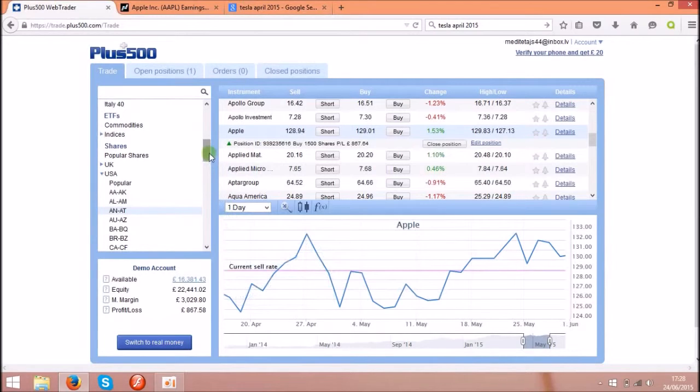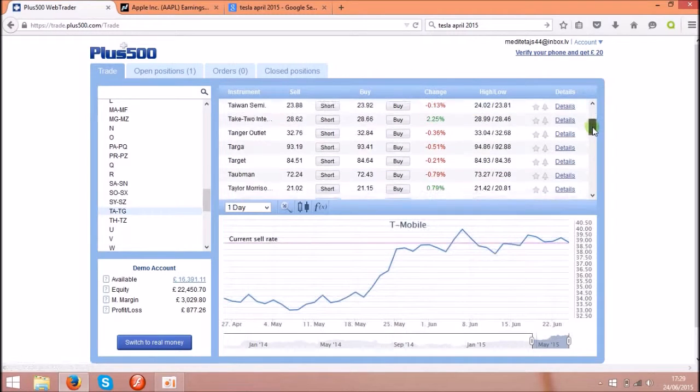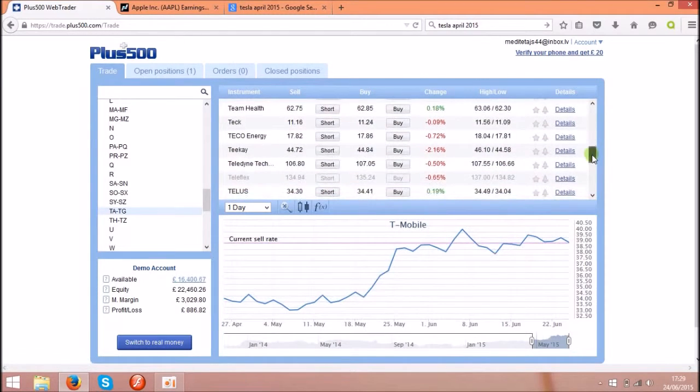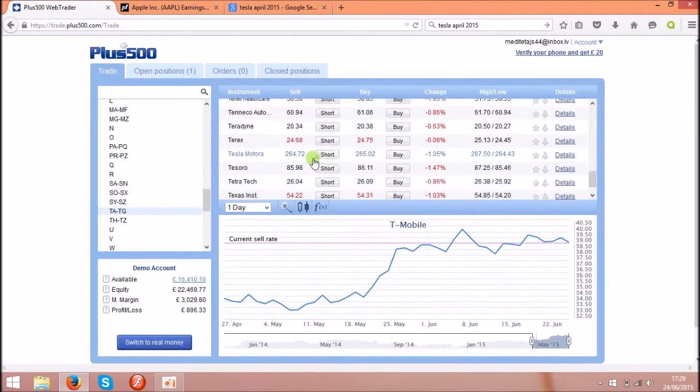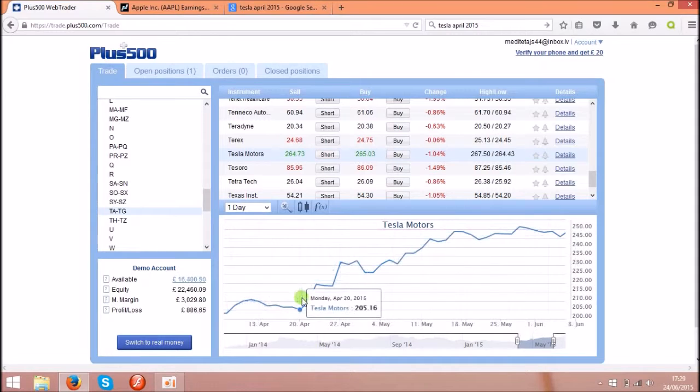So that's one. I'll show you the next one. I'll show you one of the most popular ones, like Tesla Motors, if you know that. It's very popular in America. They're making electric cars. Yeah, it's over here, Tesla Motors. Click on that and you will see the chart. I choose one day. And yeah, let's go back in history.